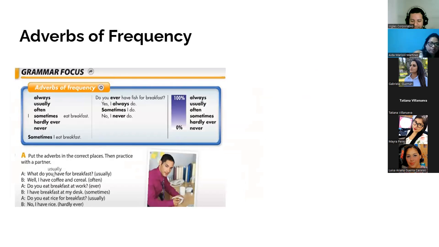This is the adverbs of frequency that we can study here. Always, siempre, usually, often, sometimes, hardly ever, and never, ¿verdad? Entonces, never es cero, ¿verdad? Ahí podemos ver el porcentaje. Y el opuesto es always, 100%. For example, do you ever have fish for breakfast? Yes, always, right? Or sometimes, or never. So, esos son adverbs of frequency. Now, let me see here.